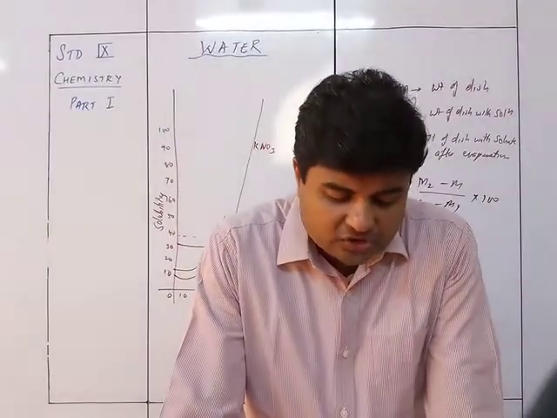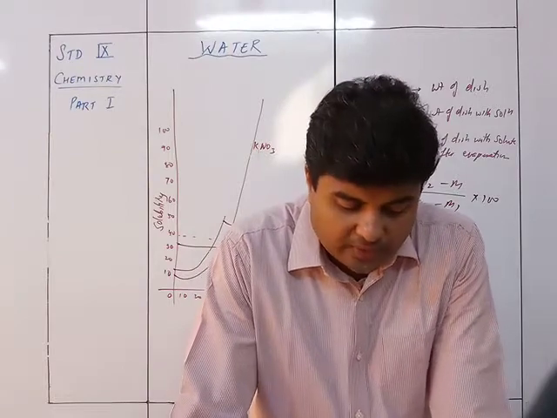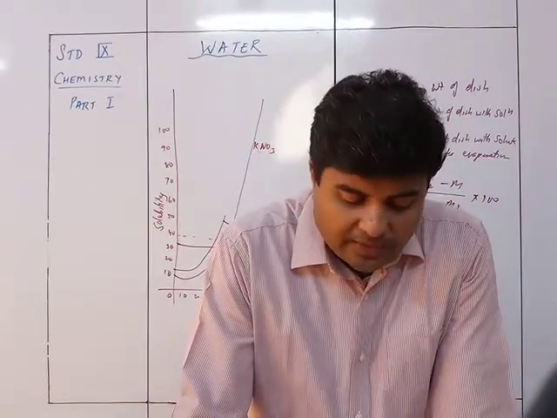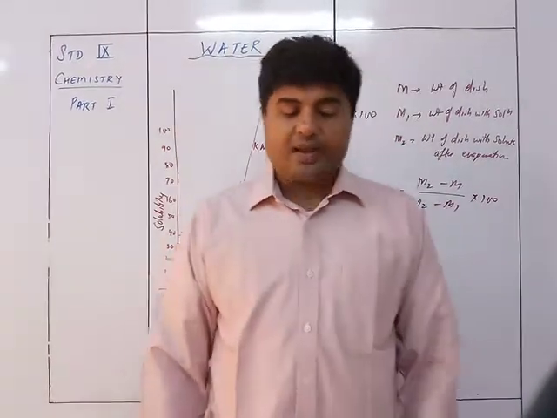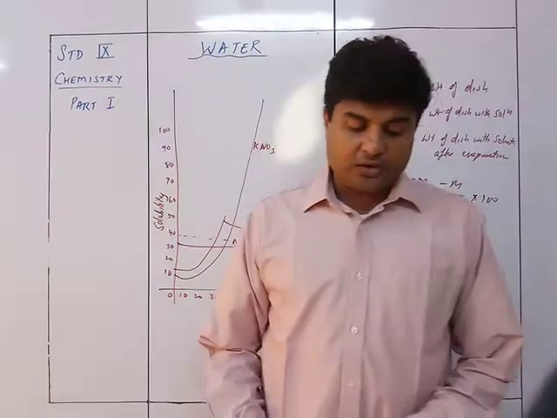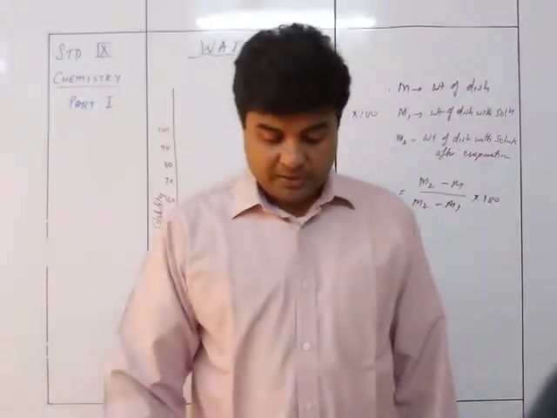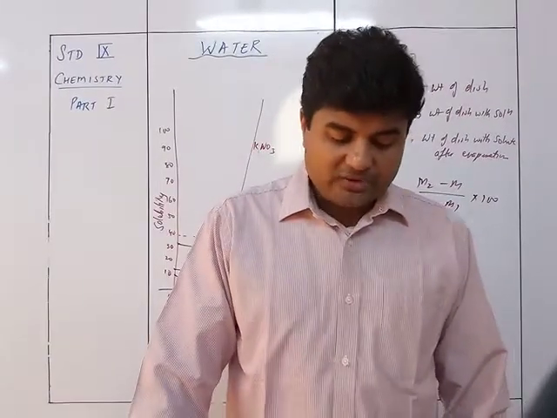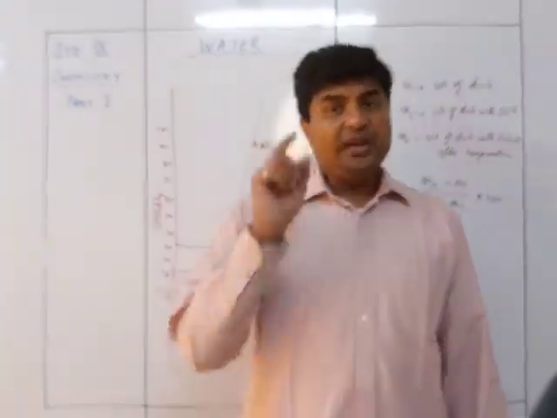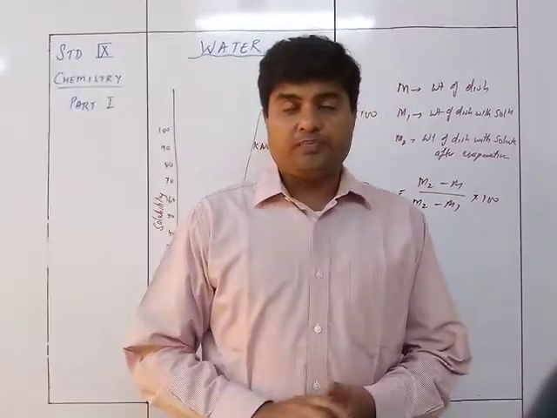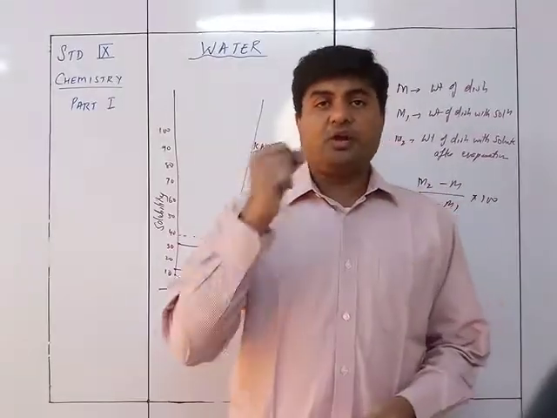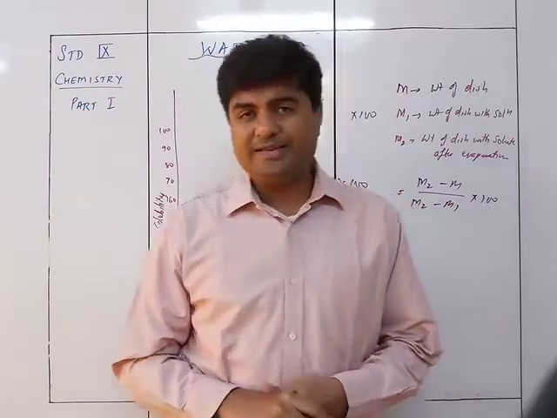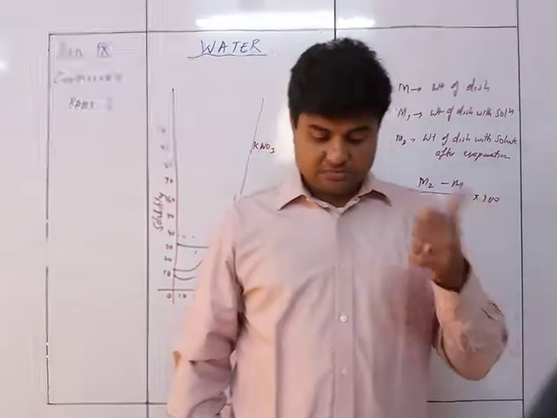Qualitative effect of temperature on solubility: solids whose solubility increases with a rise in temperature are KNO3, other examples KClO3, NaNO3, CaSO4, NH4Cl. These are the ones which increase with temperature. The highlight over here will be KNO3, potassium nitrate, whose solubility increases sharply on the increase in temperature. That is KNO3.